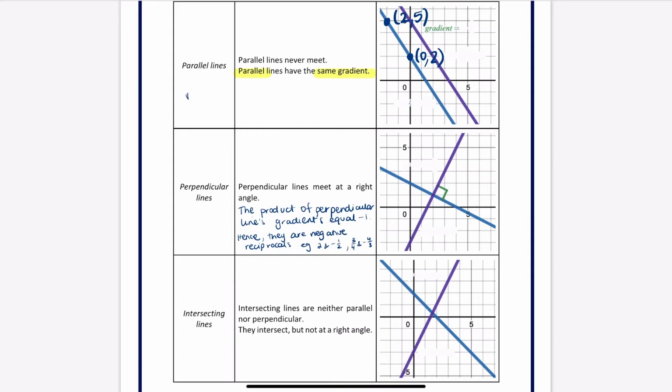So the gradient is equal to y2 minus y1 over x2 minus x1, or rise over run. I'm going to make this one y2, this one y1, x2, x1. Okay, and I'm going to go 5 minus 2 over 2 minus 0. That equals 3 over 2. And it goes in the negative direction, so it's going to be negative 3 over 2 because it's going down from left to right. So our first gradient is negative 3 over 2.